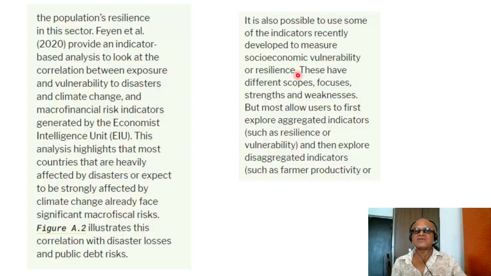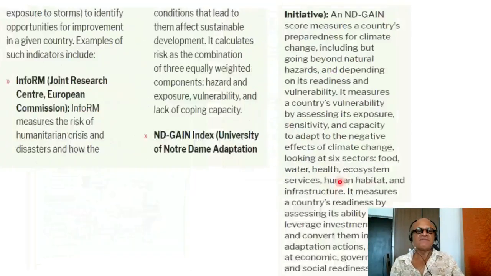It's also possible to use some of the indicators recently developed to measure socioeconomic vulnerability or resilience. These have different scopes, focuses, strengths, and weaknesses, but most allow users to first explore aggregated indicators such as resilience or vulnerability, and then explore disaggregated indicators such as farmer productivity or exposure to storms to identify opportunities for improvement in a given country.